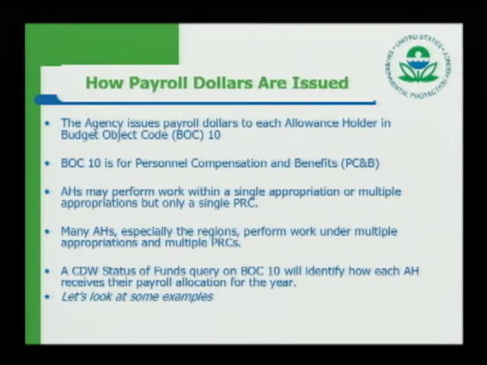Okay, so how is payroll issued to you? Every allowance holder has payroll issued to them in BOC 10, which is Budget Object Code 10 for payroll. Payroll is personal compensation and benefits, PC&B. And PC&B is your pay for the hours that you work plus benefits. And the payroll dollars are issued within the PRCs in which the allowance holder performs work.